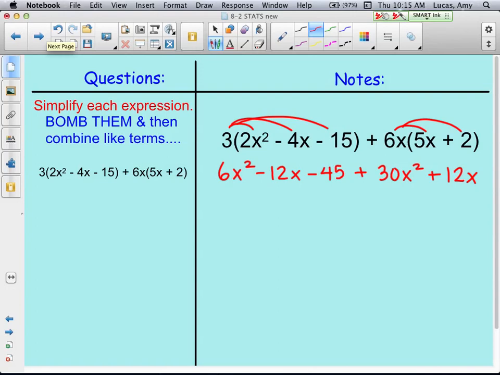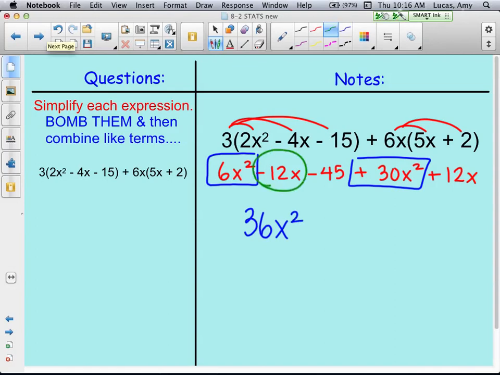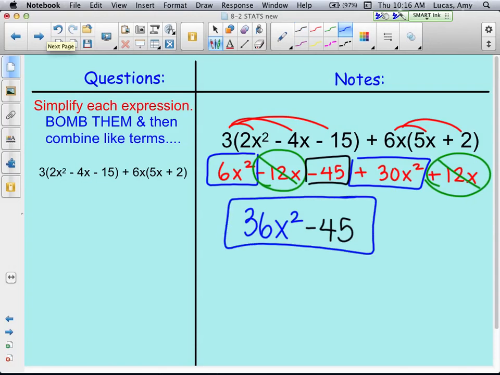Now, like terms, I'm starting with my highest exponent term, of course. So 6x squared combined with 30x squared is 36x squared. Moving over, negative 12x plus 12x cancel each other out, they're gone. And then last but not least, negative 45. So my final answer is 36x squared minus 45.